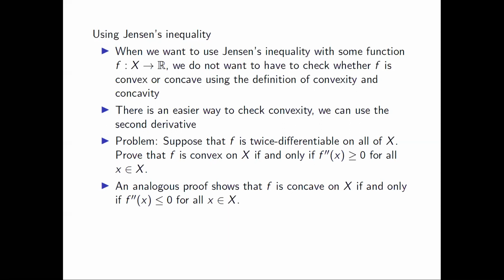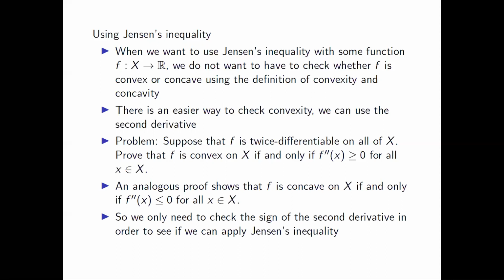And I claim that an analogous proof to the one for that problem shows that f is concave on x if and only if the second derivative of f is less than or equal to 0 for all of big X. So if we want to use Jensen's inequality and we want to check whether some function is convex or concave on some interval x of the real line, all we have to do is check the second derivative of that function on the interval that we care about.